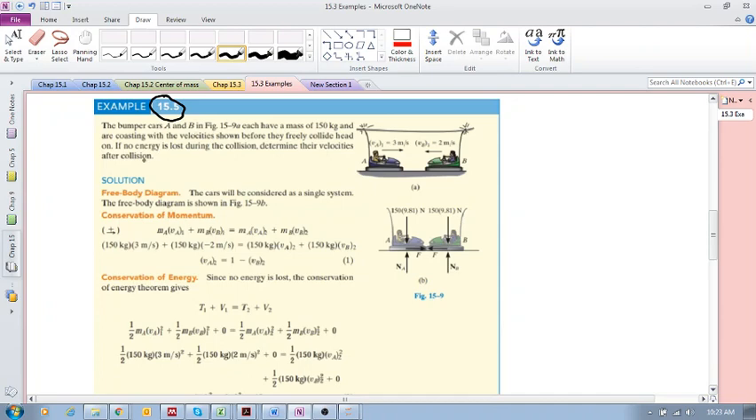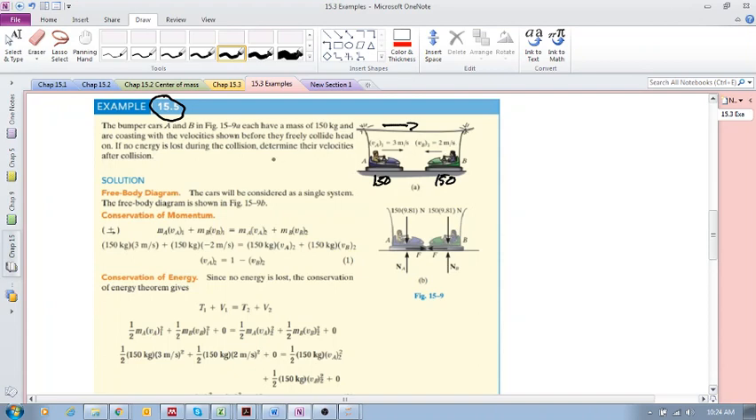Okay, so we're going to carry on with conservation of momentum. We've got two bumper cars, A and B, heading towards each other. They're going to collide. They do collide. We have A going at 3 meters per second that way. Remember, momentum is a vector equation, so you need to consider the directions. They both have a mass of 150 kilograms, and B is going left at 2 meters per second.